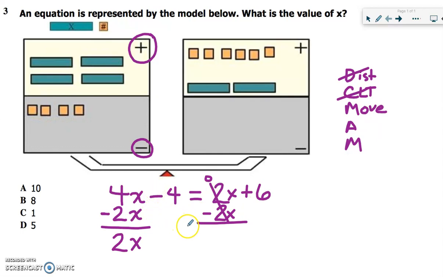I'm going to go ahead and do something else real quick. Since I zeroed out my x's on the right, then that means I need to zero out my constants on the left. So I'm going to go ahead and add 4 to both sides, and therefore my constants will end up on the right. So here we go. Positive 4 and negative 4 cancel each other out over here, so I'm just left with 2x on the left. I've canceled out my x's on the right, and now I have 6 plus 4, which equals 10.